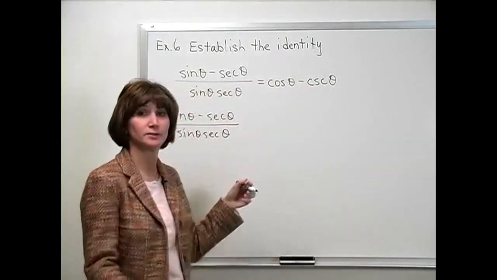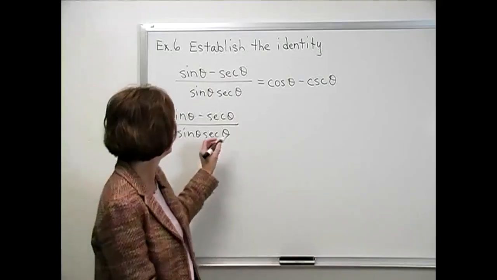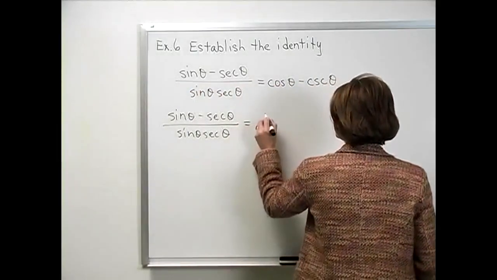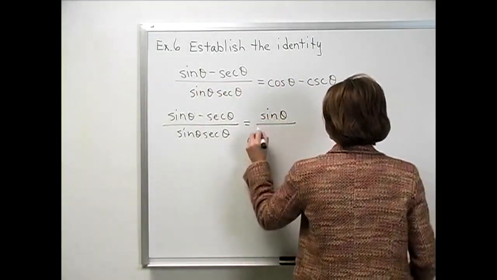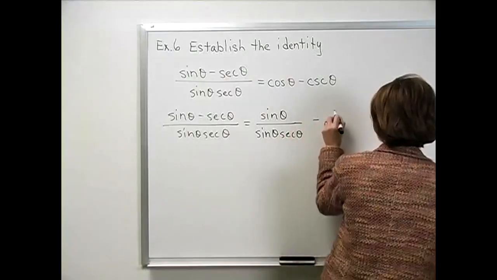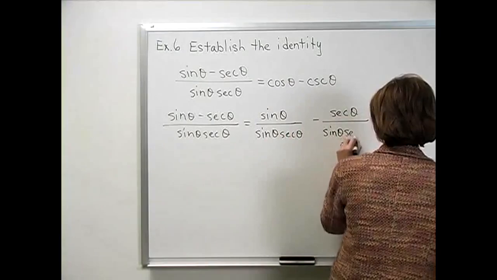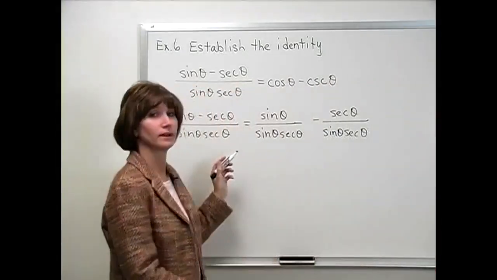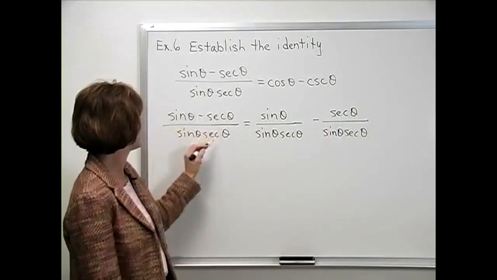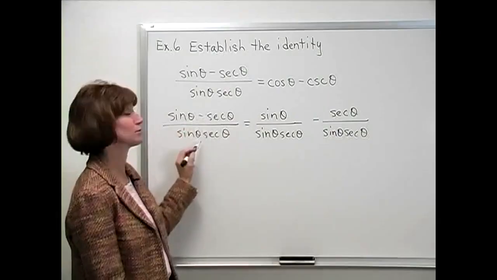Many times what we want to do is combine the terms. In this problem, what I want to do is separate the terms. So I'm going to separate this into two terms. This is the same thing as sine theta over sine theta secant theta minus secant theta over sine theta secant theta. Remember, one of the common mistakes a student might make is to think that there's a common factor, but there's not a common factor to each of these three terms.